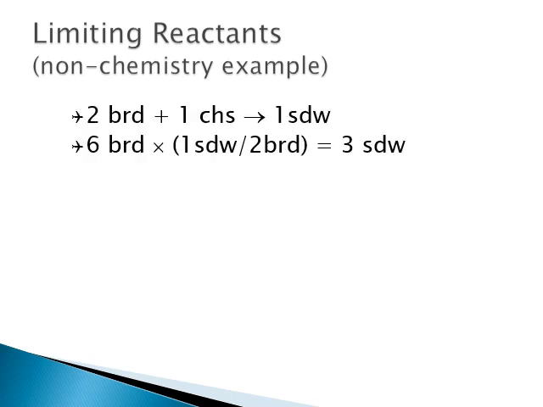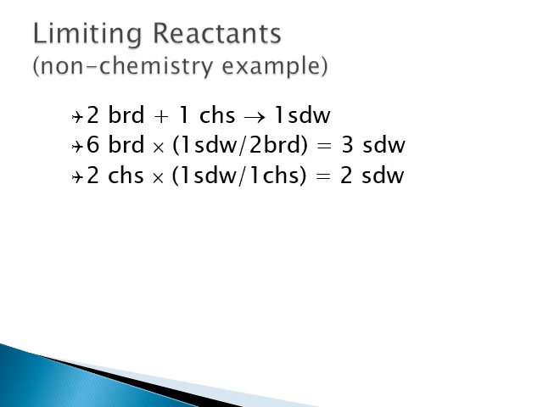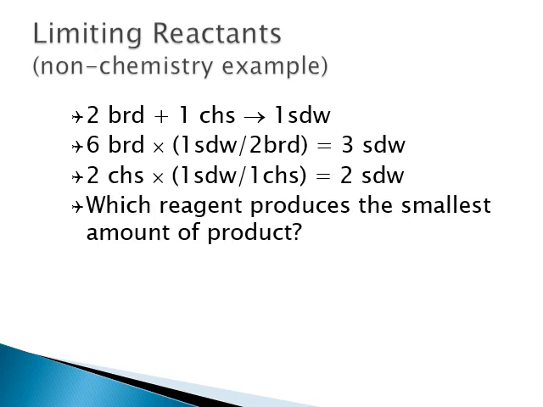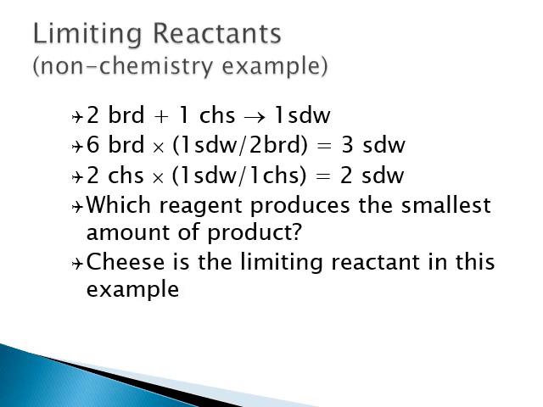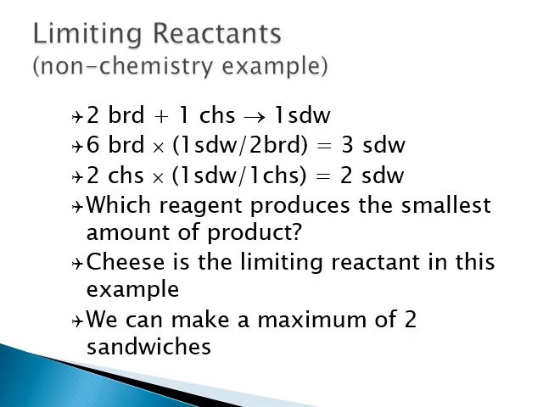There's our equation. If we have 6 pieces of bread, there's 1 sandwich per 2 pieces of bread. We can make 3 sandwiches if we have 6 pieces of bread. If we have 2 pieces of cheese, it's 1 sandwich per 1 piece of cheese. We can make 2 sandwiches with 2 pieces of cheese. So which reagent produces the smallest amount of product? That's the cheese. In this example, cheese is the limiting reactant. We can make a maximum of 2 sandwiches.